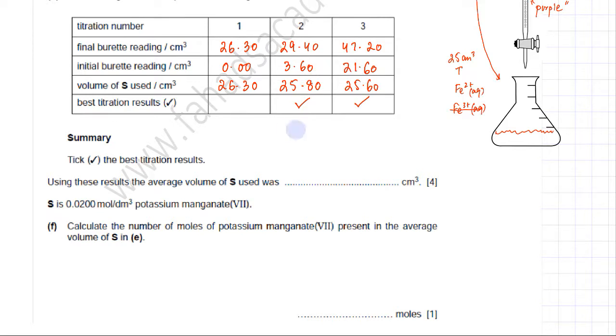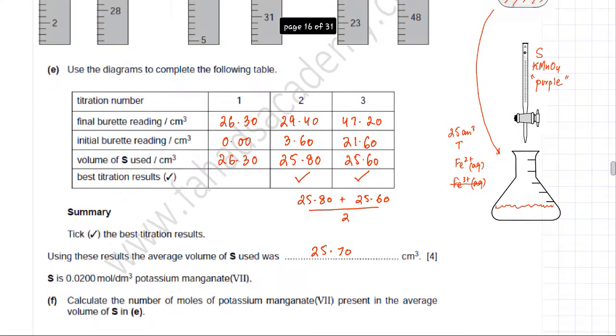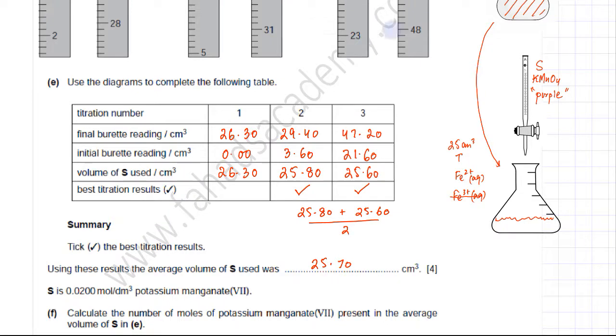So I'm going to just take the average value. So it's going to be 25.80 plus 25.60, and I'm going to divide the whole thing by 2. So the average volume of S that's being used is 25.70 centimeter cube. So that's my average volume of S that is used. So I'm going to add that on my sketch as well. So the volume of S, KMnO4, that's being used is 25.70 centimeter cube.